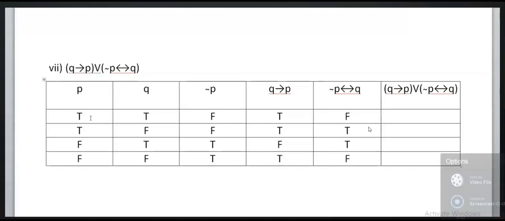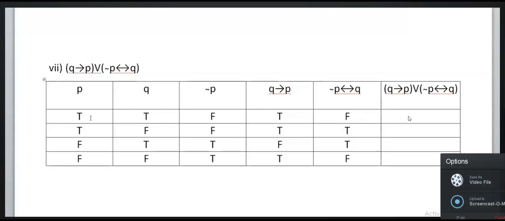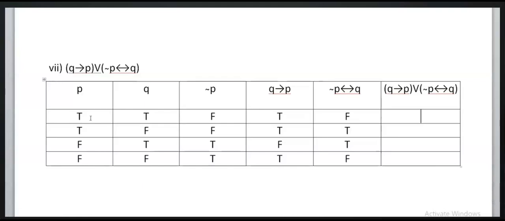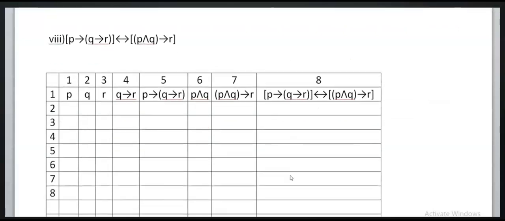Now the last is, find the OR between them. In an OR statement, if one of them is true, then it is true, otherwise false. Now here is a T or F. Is T, T, T and T. All are T. And in this way, we have completed this step. Now the next is question number 8.